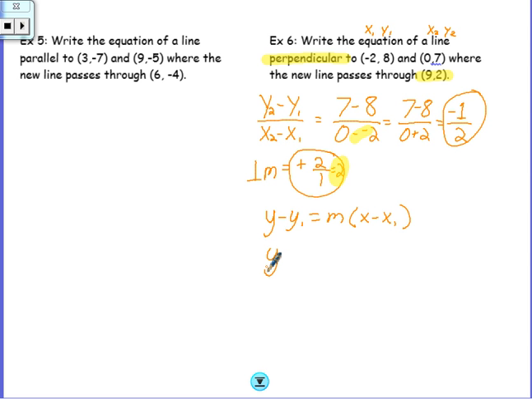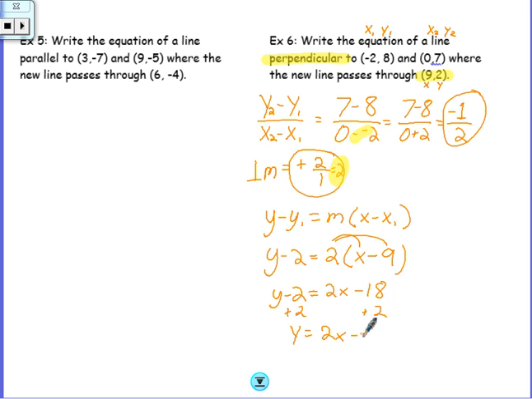So we know that y1 is 2, and x1 is 9. Oh my gosh, guys, what is my deal today? Maybe I need to label my point x and y. So y minus 2 equals my slope of 2 times x minus 9. So I'm going to distribute: 2x minus 18. Then I'm going to add my 2. y equals 2x minus 16. So this would be my perpendicular equation, because I have a slope of 2, and that is the opposite reciprocal of the given slope of -1 over 2.